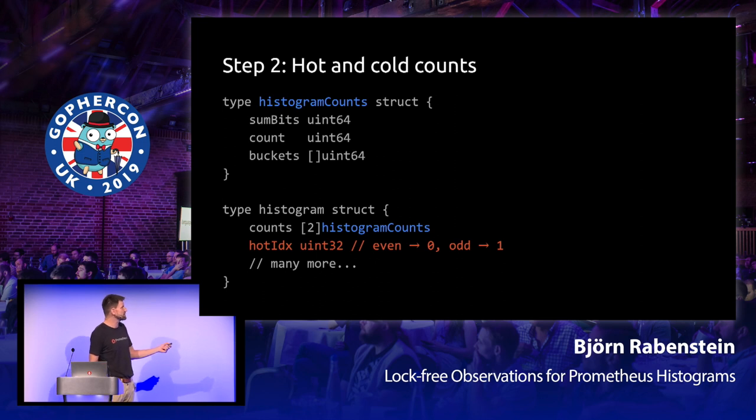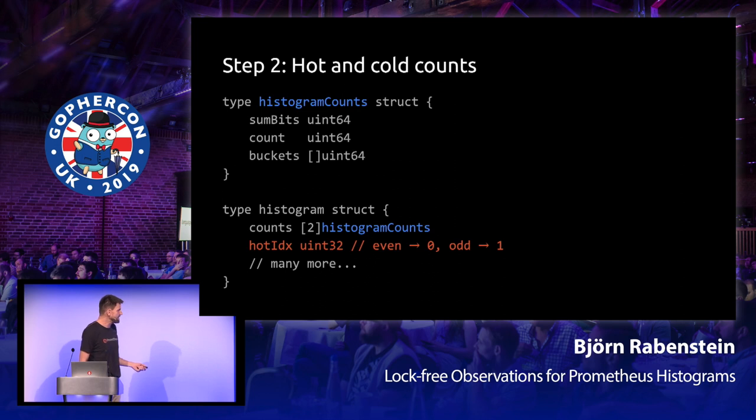And this is a new struct, histogram counts, and I use this twice. Since I only ever use it twice, it's one of the rare uses of an array instead of a slice. So I have two of these counts, and I declare one hot and one cold. This is the first part of the basic idea. The observations all work on the hot counts, and the cold counts are used in my read path.